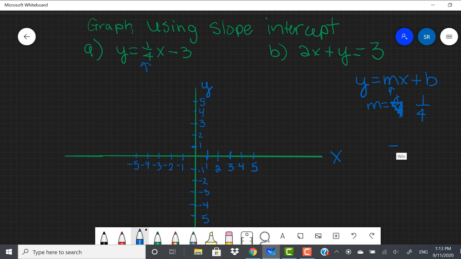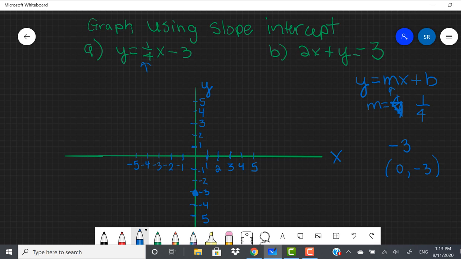My b in this case is going to be -3, but I want to write my y-intercept as a point, 0, -3. And that's actually where I'm going to start, at 0, -3. So I'm going to go ahead and make that point at 0, -3, which is right there. And that is where I'm going to start, at my y-intercept.